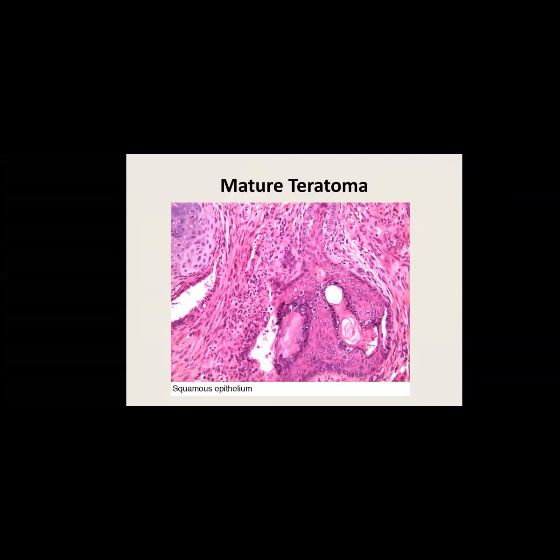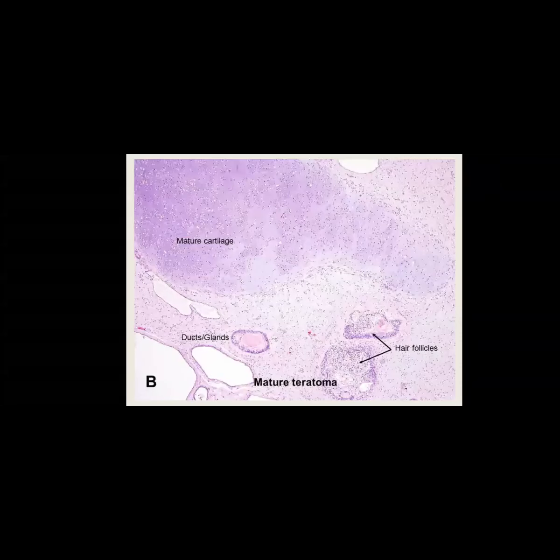And on the extreme left side, you can see the cartilage over there. In this picture also, on the left side, you can see the mature cartilage. Along with that, you can see the hair follicles, which are derived from ectoderm, in the lowermost part, and the glands also. These mature elements from the ectoderm, mesoderm, and endoderm form the mature teratoma.